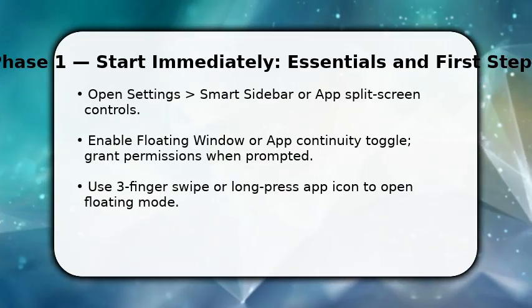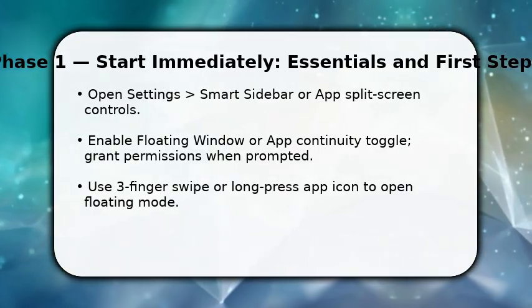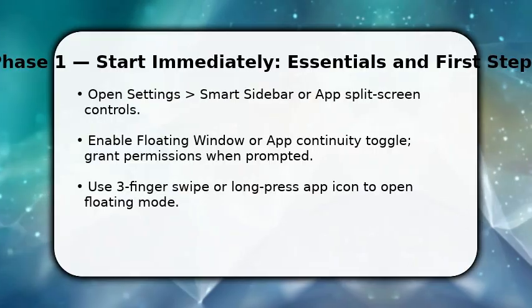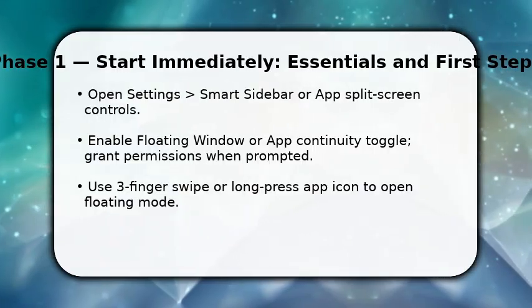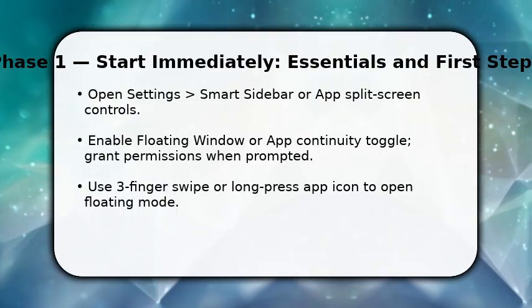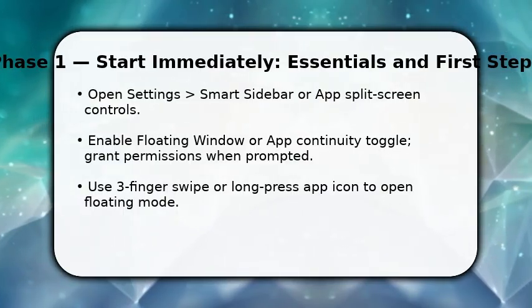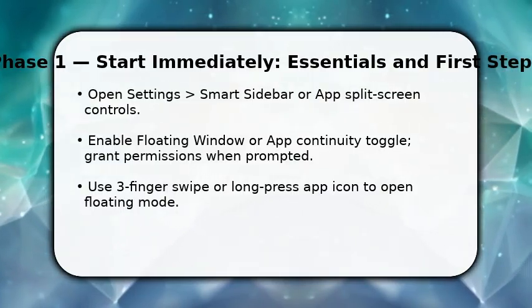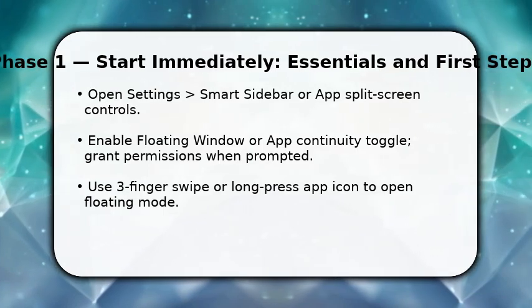Once done, practice the entry gesture. Either a 3-finger swipe or a long press on an app icon in Recent. That's how you trigger the floating pane quickly. Make sure to toggle auto-resume for multimedia apps, because that ensures the window restores after sleep.